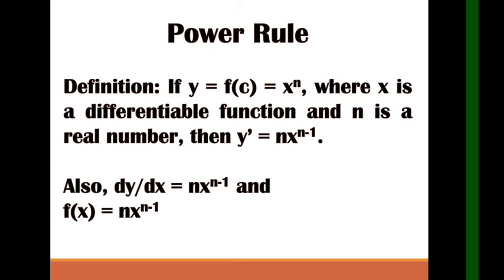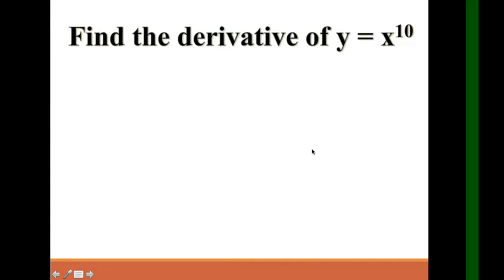So, this is the formula that will help us understand and solve the derivative using the power rule. So also, dy over dx equals n times x raised to n minus 1, and f prime of x is equal to n x raised to n minus 1. To understand it better, let's have an example.